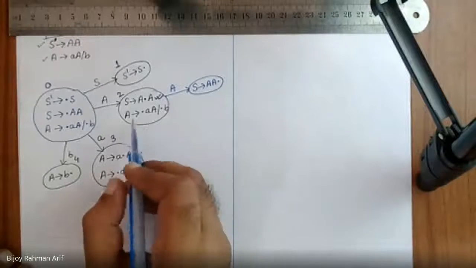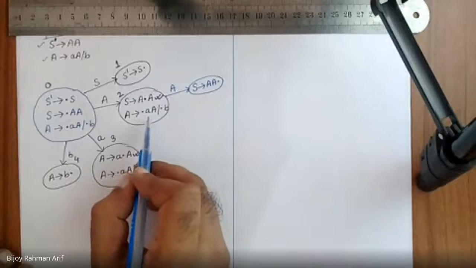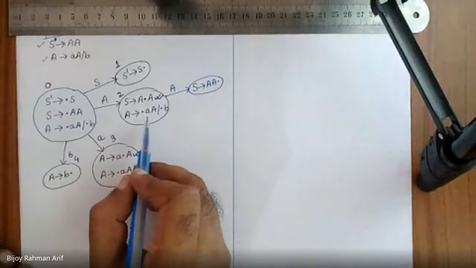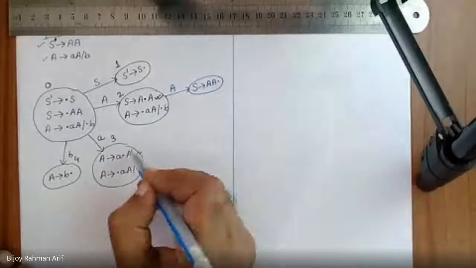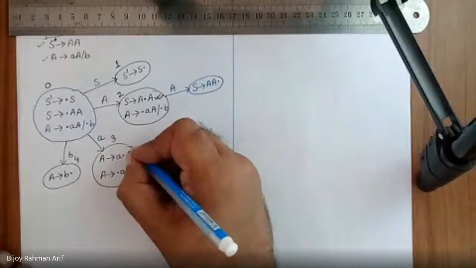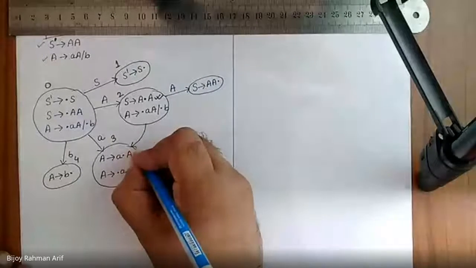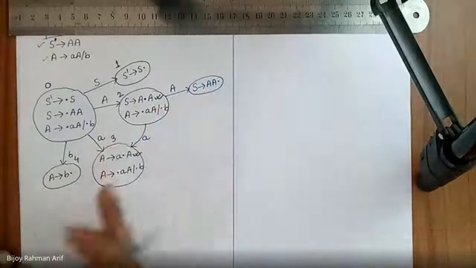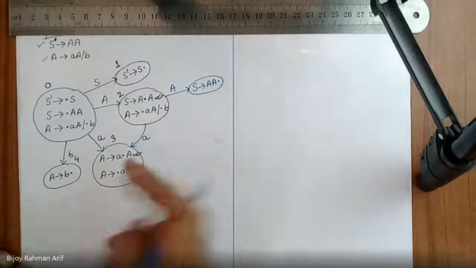How about this? If we move on small a, where should I go? If I move on small a, it is the same as this one, state 3. So that means GOTO on small a, we are coming back to this state. And how about this? GOTO on B, where should we go?